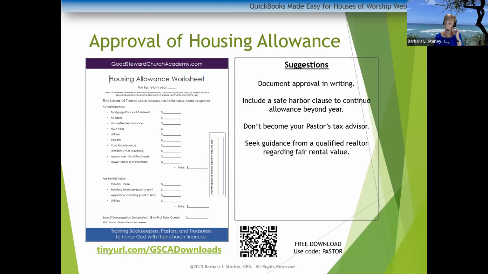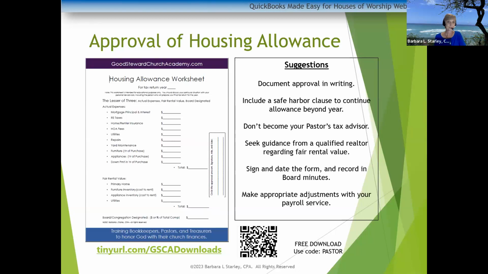Like I said, seek the guidance of a qualified realtor regarding the fair rental value. Sign and date the form. I included that little box over to the right, and record it in the board minutes, right? We've approved the housing allowance for Pastor John, and attached is the housing allowance worksheet. Oh, and don't forget to tell your payroll service, if you're doing your payroll, about these appropriate adjustments so that those changes can be made as soon as this housing allowance worksheet is approved.